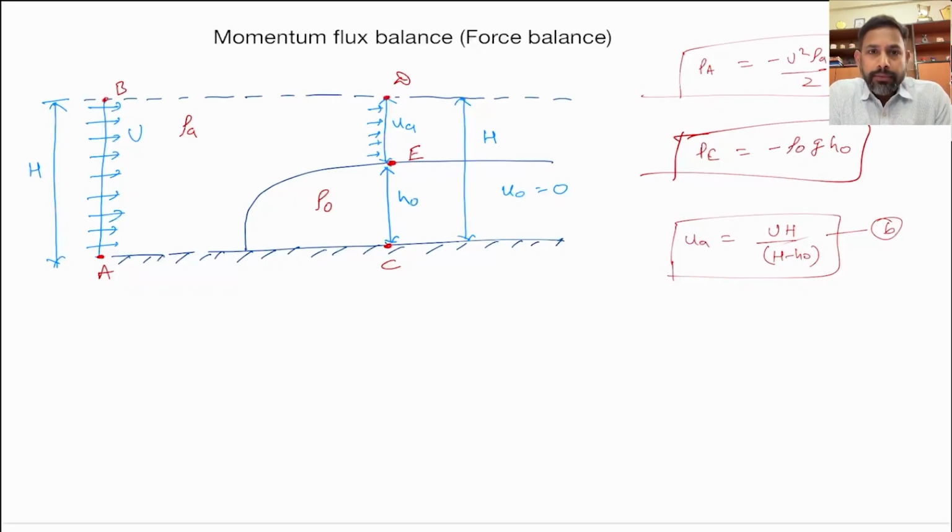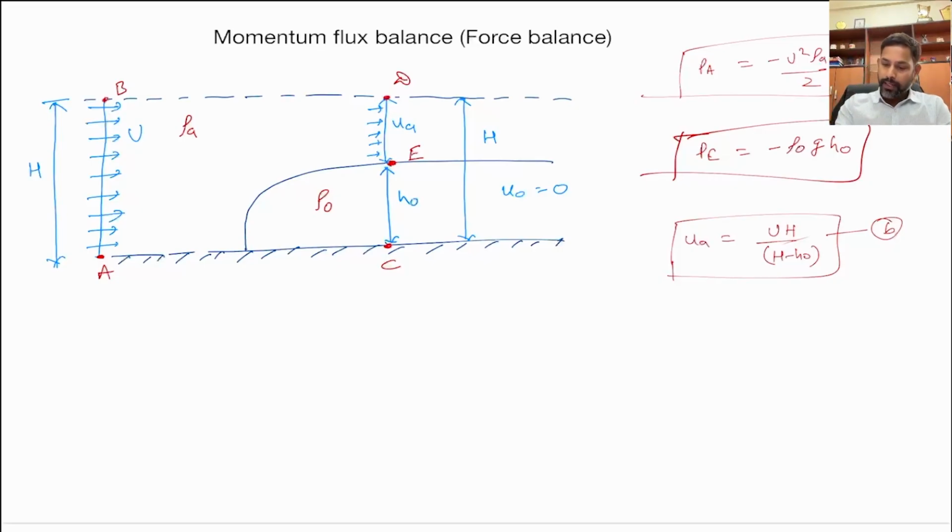We are now going to derive momentum flux balance, which indirectly is the force balance between two sections, and we will do it for section AB versus CD. So far we have already used Bernoulli equation and hydrostatic pressure condition to derive a few equations like the pressure at point A and pressure at point E. And then we also did mass flux balance to get equation number B, as you see here, that tells us the velocity of ambient above the gravity current.